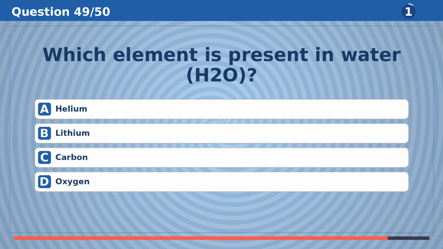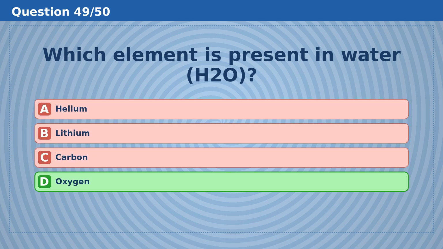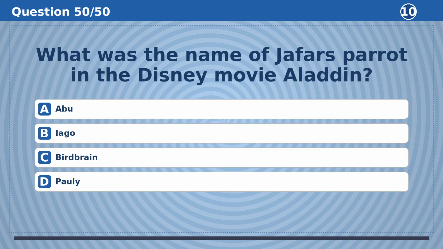Which element is present in water, H2O? The answer is D. Oxygen.